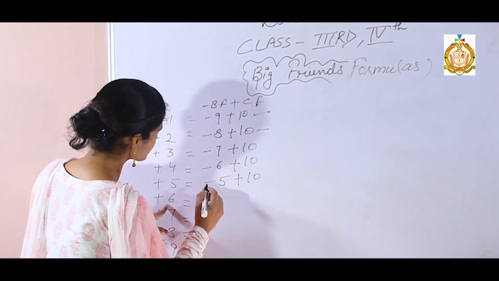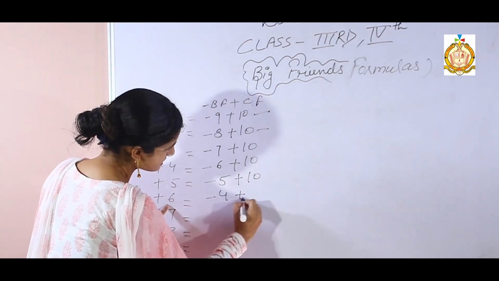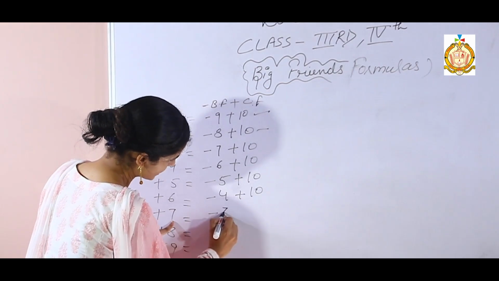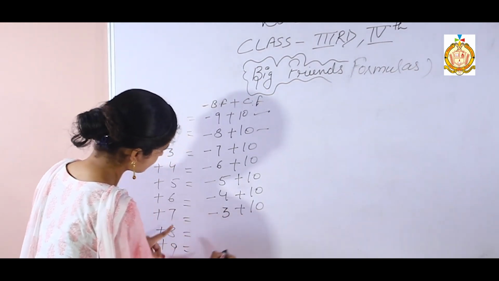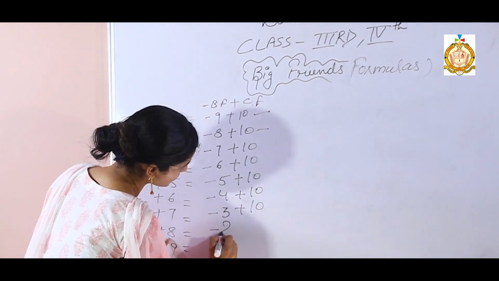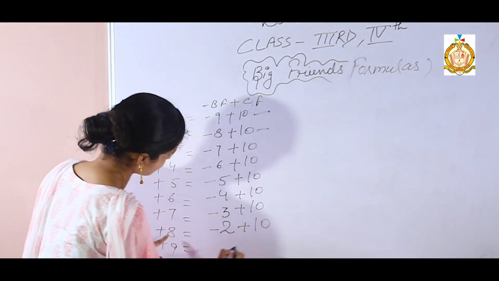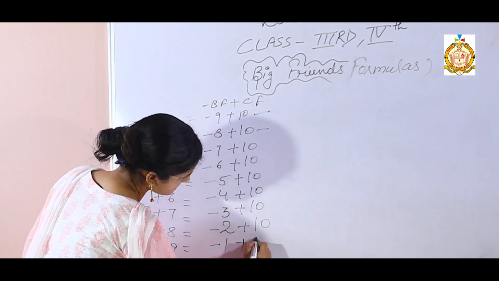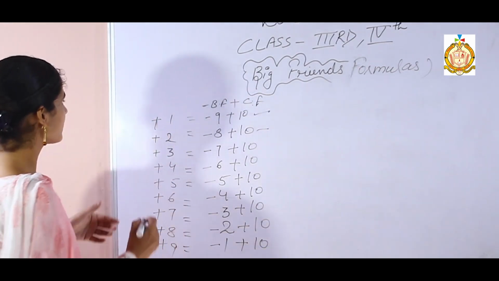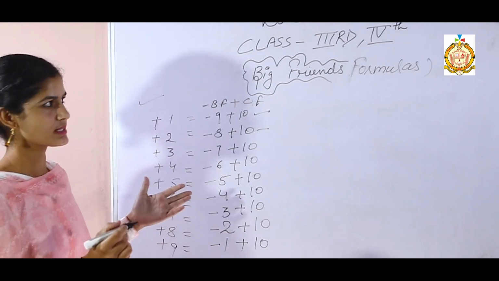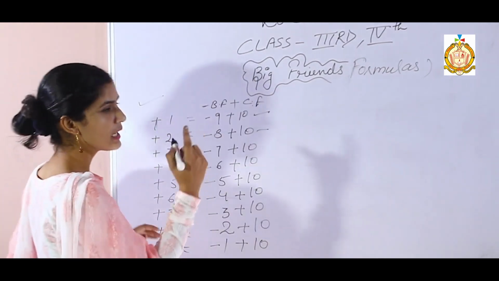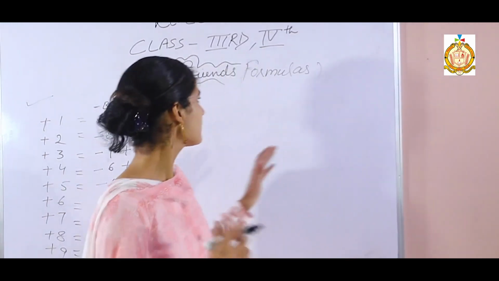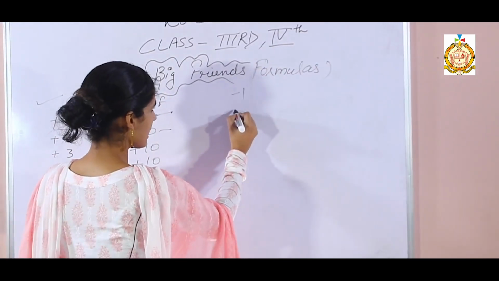6, best friend of 6 is 4, add common friend. Best friend of 7 is 3, add common friend. Best friend of 8 is 2, minus 2 plus common friend. Best friend of 9 is 1, minus 1 plus 10. These all are 9 formulas related to plus sign. There are total 18 formulas, because 9 contain plus and 9 contain negative. Now write again big friends.